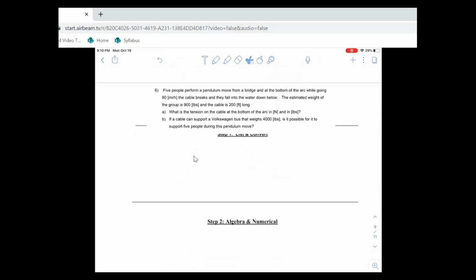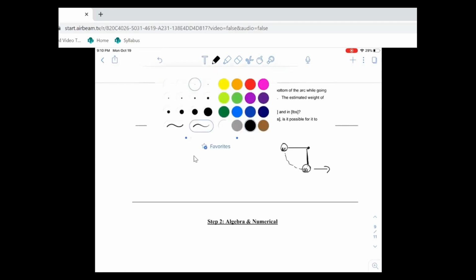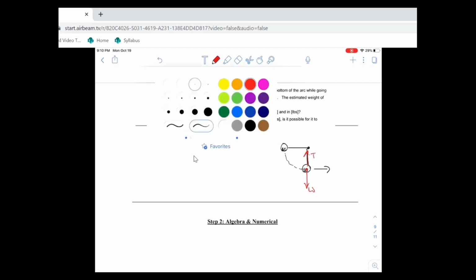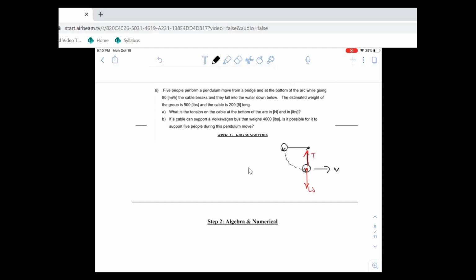All right, so let's just draw this out. These guys are doing a pendulum move. Here's the length of the cable. They pivoted right here, so they do a pendulum move. And right at the bottom, these guys are going sideways. All right, so here's the cable. Okay, so let's draw the forces. They got weight in this direction, and they induce a tension on this cable in the opposite direction. This is the tension. And these guys are moving sideways at 80 miles per hour. Okay, so that's the number that we will get to use.